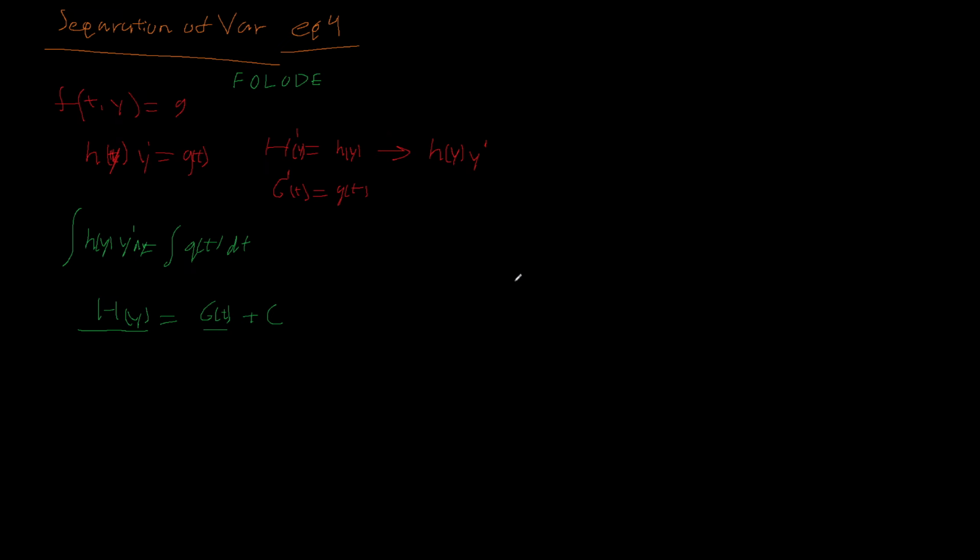And this is where I talk just briefly about implicit solutions. Sometimes it's actually not possible to get an explicit solution to H equals G plus c. So in those cases, we will have implicit solutions. That's what they're called.